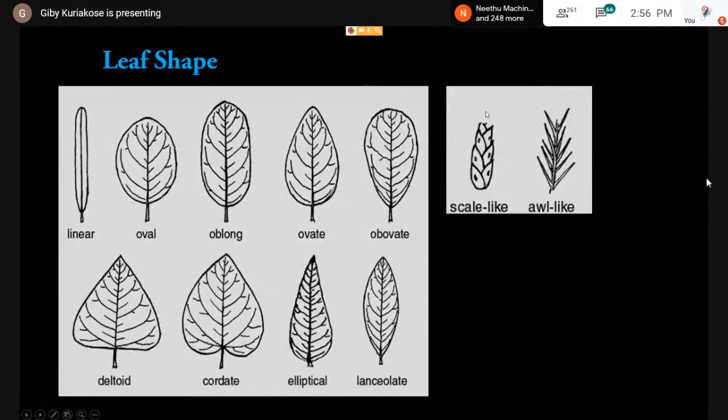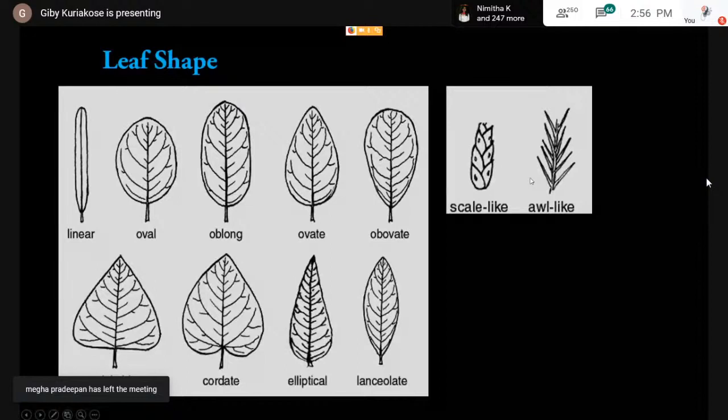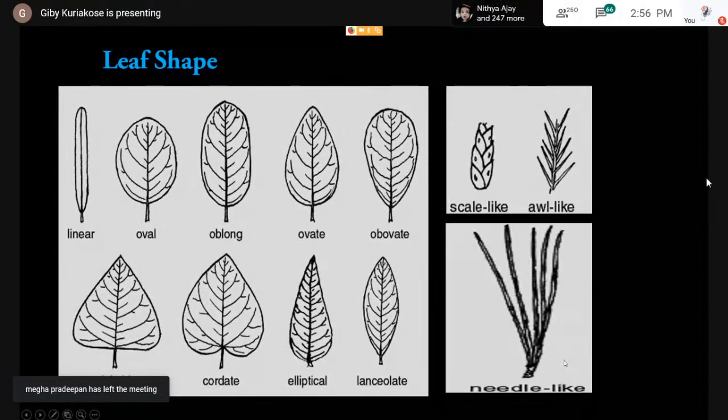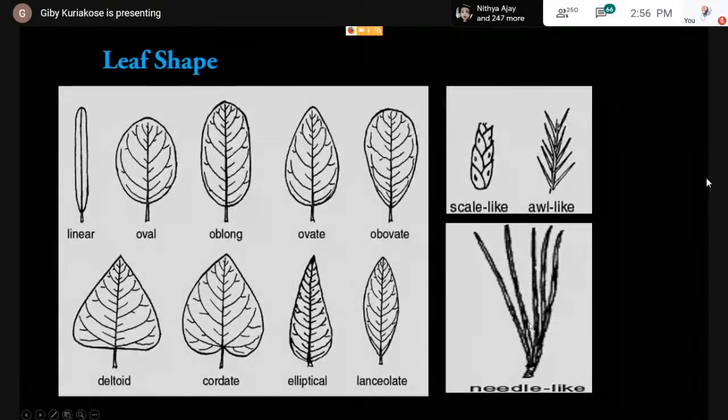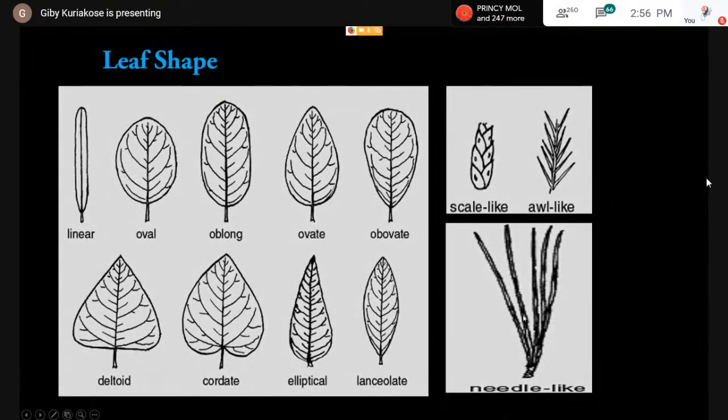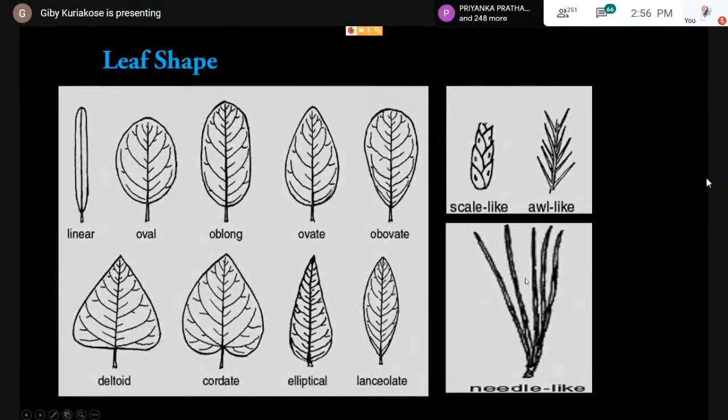There are certain plants which possess scale-like leaves or awl-like leaves. Awl means the needle-like tip or needle-like character, which you see in a spikelet or in a gramineous flower. Or sometimes you may get needle-like leaves like those of Casuarina, or not Casuarina, sorry, like an orchid called Luisia abrahami, Luisia macrantha, evangeline, things like that.